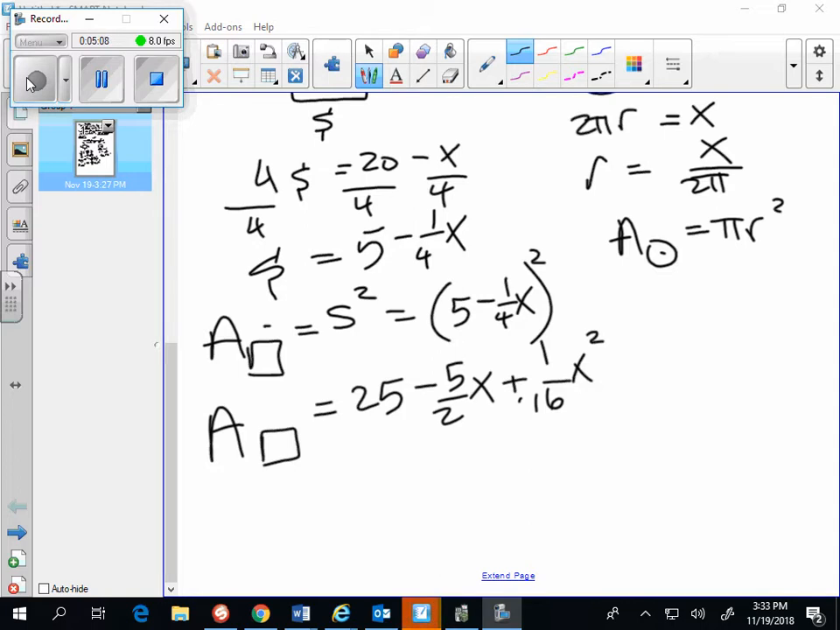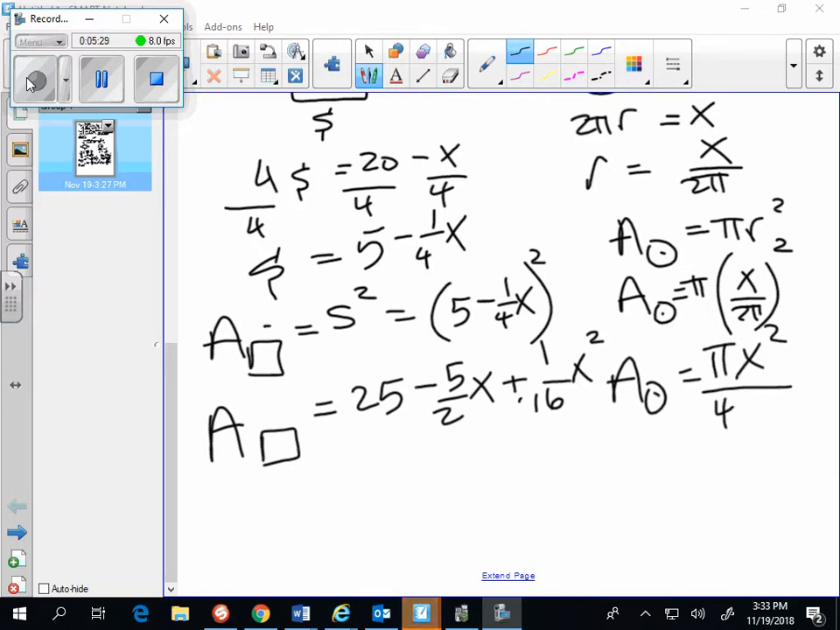Okay, so what do we know about radius? Radius is x over 2 pi. So I'm going to take this radius and I'm going to replace it with x over 2 pi. So area equals pi times (x over 2 pi) squared. And I get that area of the circle then is pi x squared over 4 pi squared. And I can cancel a pi out on top and a pi out on the bottom.